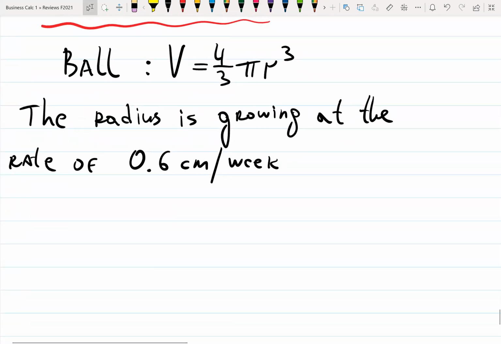The radius is growing at the rate. So again, I see slash, I see the word rate. That gives me the idea that this is not r, this is r prime. That's how you know.